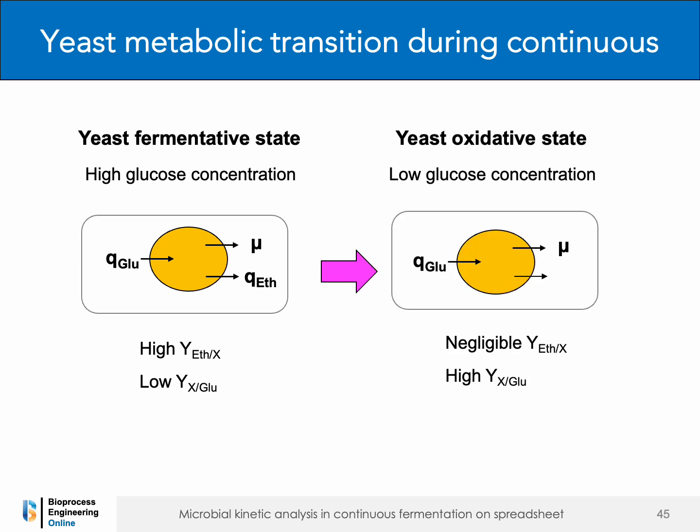In contrast, under glucose-limiting conditions during continuous operation, yeast shifts to an oxidative metabolic state. Ethanol production is markedly reduced or completely suppressed, while the efficiency of glucose conversion into biomass increases. This oxidative state is characterized by low Y_F/X and high Y_X/glu values.